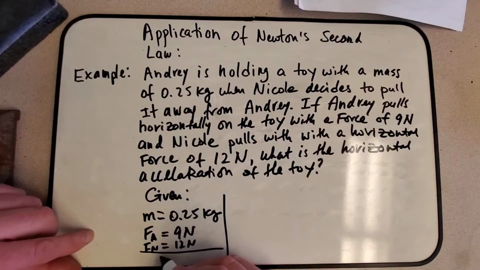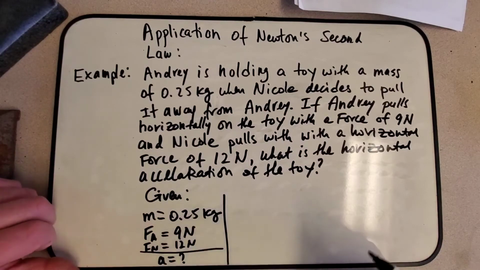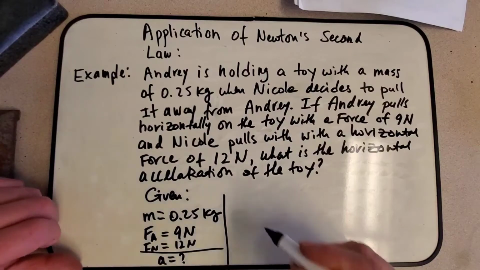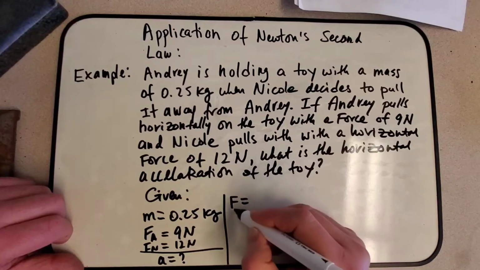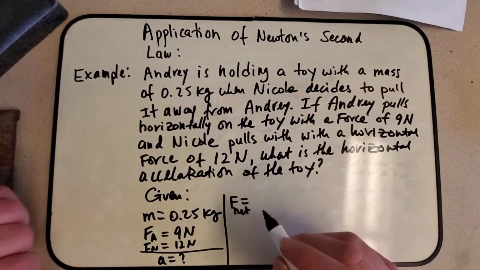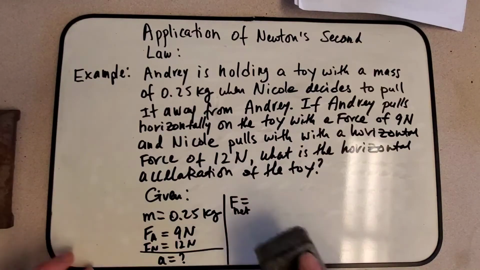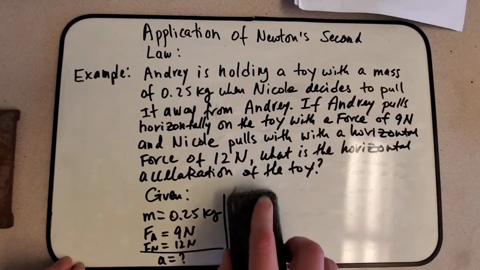Now the question is, what is the horizontal acceleration? a is equal to question mark. And of course, the way we're going to solve this problem is we're going to use F is equal to, and I'm going to put a little net in here, because let me just fix this real quick.